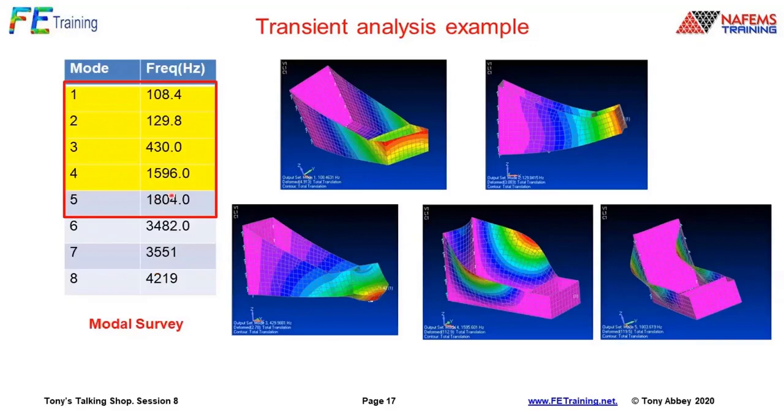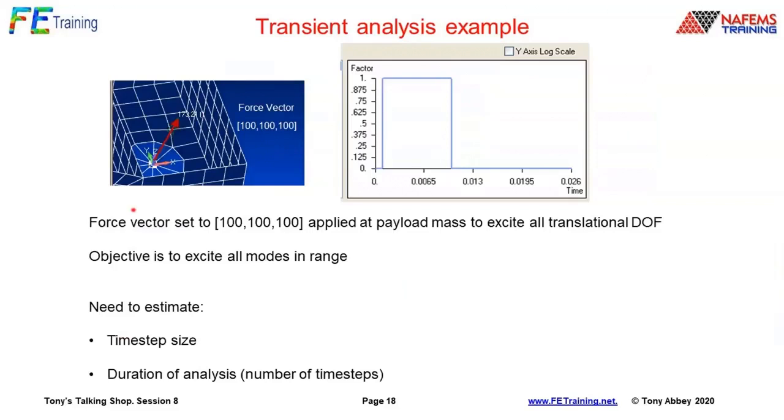So already the modal survey has given me a sense of what frequencies are important, so if I do a frequency response analysis or transient analysis, what modes become important. Now for the transient analysis, I can use that information. I want to apply an excitation through here, so it's going to be a little impulse coming through here.